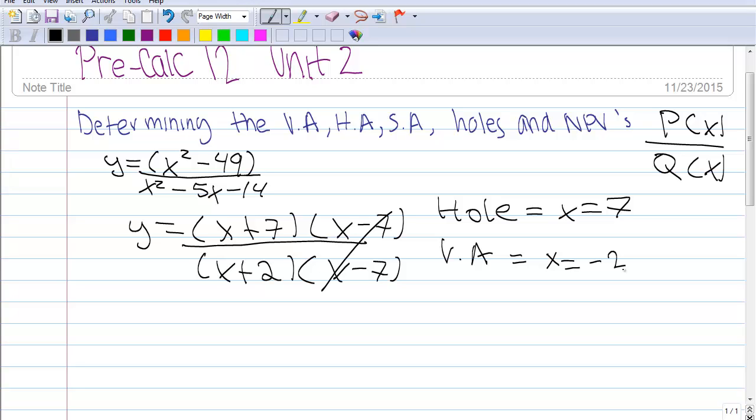Because the degree of p of x is equal to the degree of q of x, we can simply divide 1 by 1, giving us a horizontal asymptote at y equals 1. For this particular function, there is no slant asymptote because the degree of p of x is equal to the degree of q of x with no extra degree.